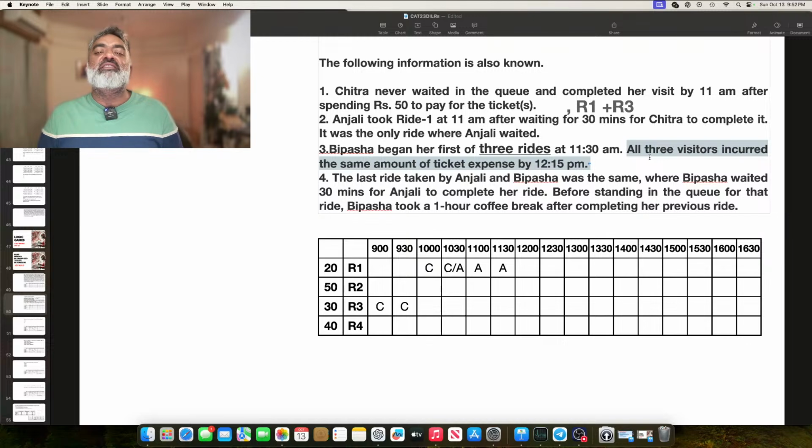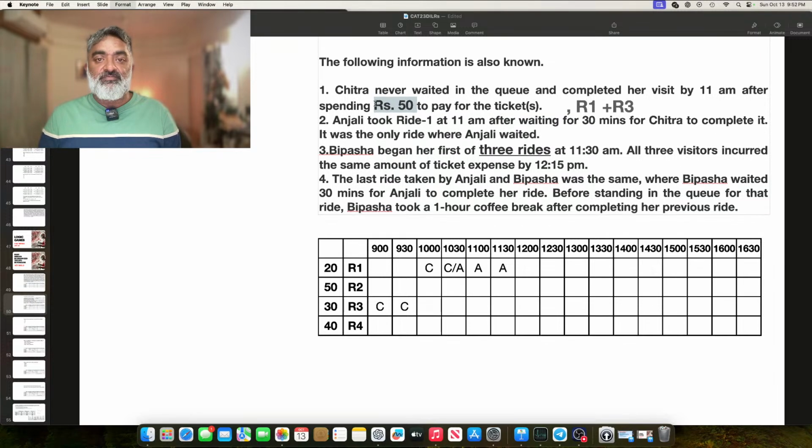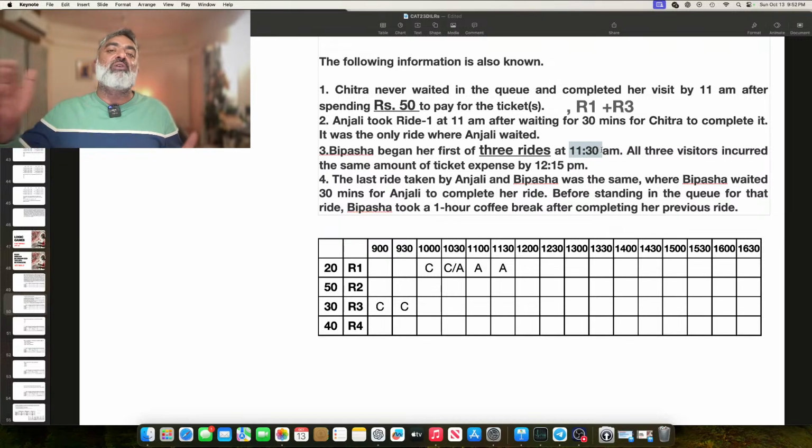All 3 visitors had spent the same amount of money by 12:15 p.m. Now, Chitra, I know Chitra's story. Chitra has spent a total of 50 only, right? That means everybody has spent 50 only. And if I think of Bipasha again, she's starting at 11:30. That means till 12:30, she will be logged into whatever ride it is. That means she's not buying any more ticket.